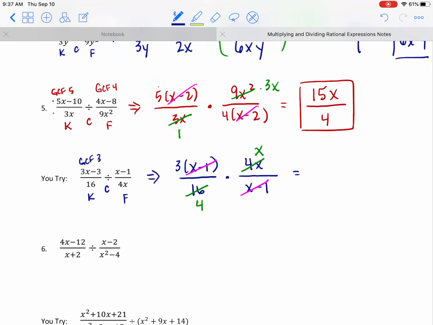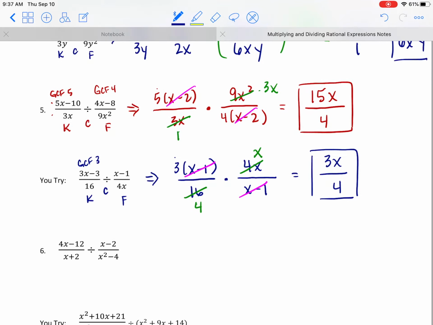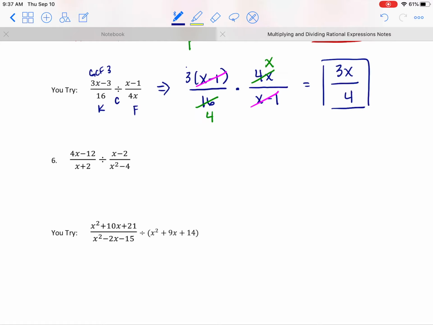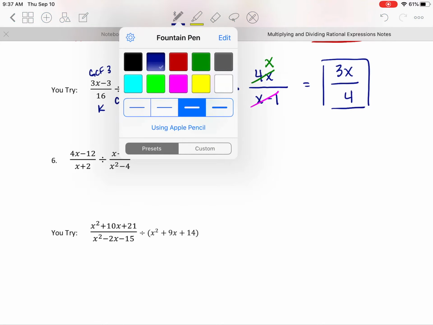So what do we have left in our numerator? The 3 times the x, which is 3x, and then in the denominator, the 4. So 3x over 4 is going to be our answer. Okay? So we've got a couple more examples, really doing the same thing, just so we can get some more practice in. So we're going to rewrite this.